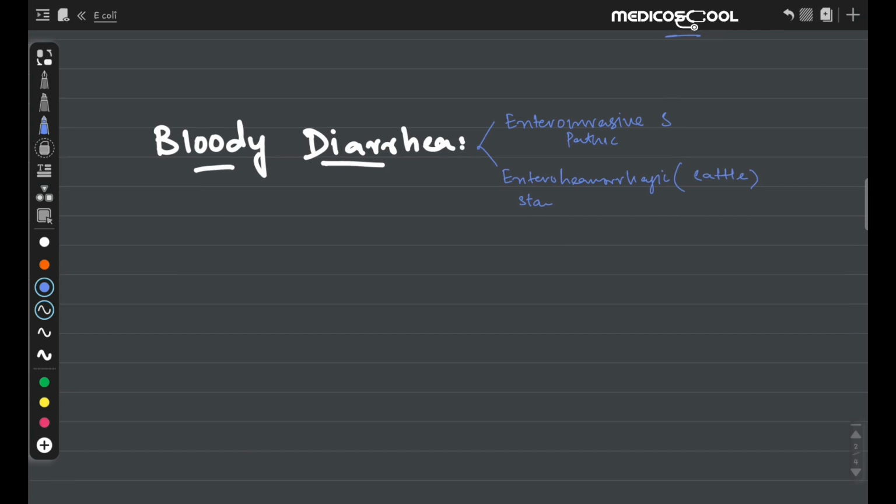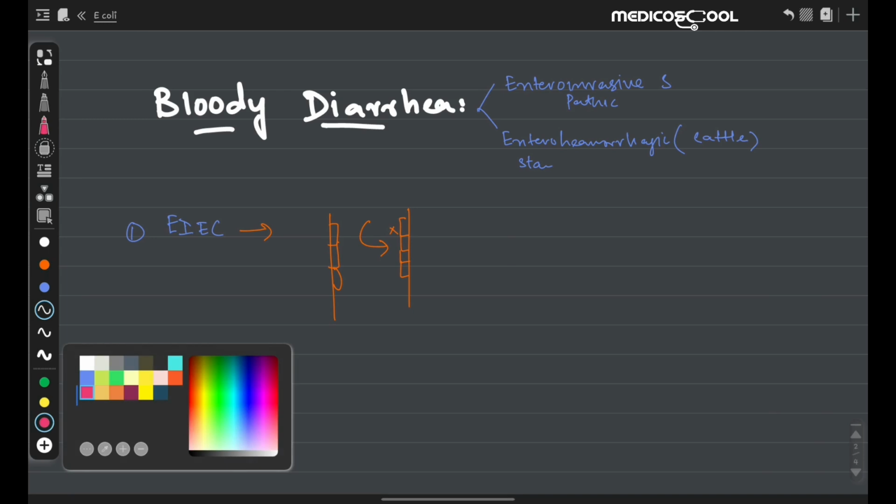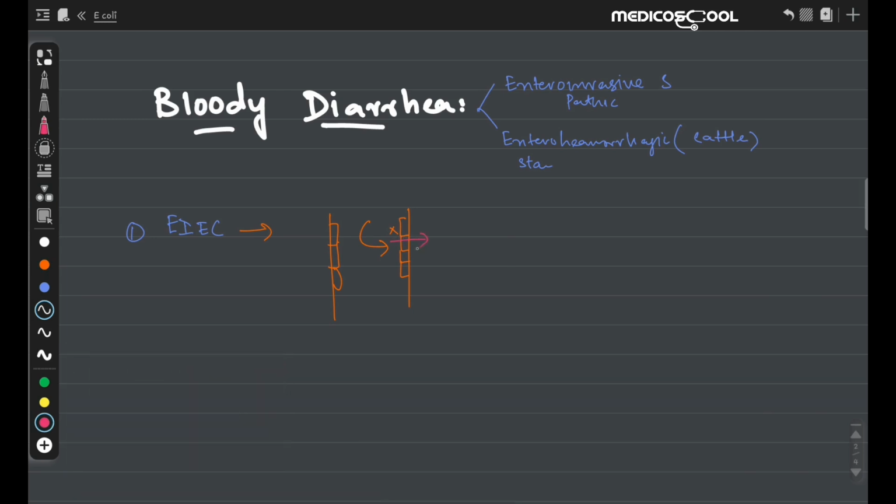First, talking about the enteroinvasive strain of Escherichia coli, how does it cause the bloody diarrhea? So first of all, it adheres to the epithelium of the colon. For example, this is the colon, this is the epithelium of the colon. It adheres to it, and after adherence it invades this epithelium and causes inflammation.